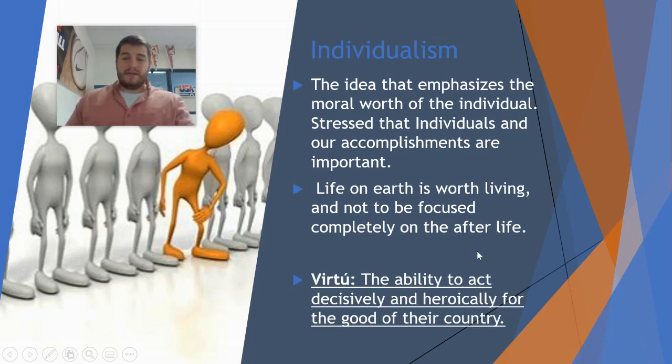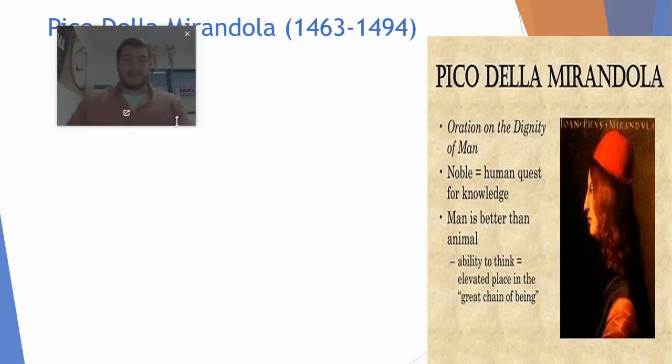And this idea of virtue also comes from Machiavelli. Virtue is the ability to act decisively and heroically for the good of your country. Now, this doesn't always mean doing the right thing, but doing whatever is necessary in order to keep things going. There's another term for this called realpolitik that we'll talk about literally 100 years from now when we get to people like Otto von Bismarck. You won't remember that when we get there, but that's okay.